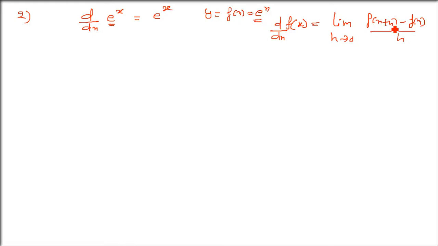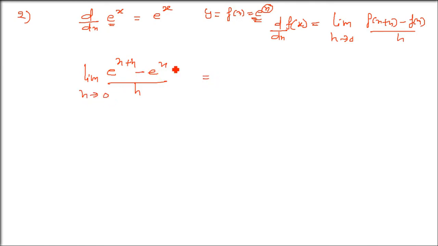So for f(x plus h), just put x as x plus h here. In place of x, replace x by x plus h. So e raised x plus h, and minus f(x), that is minus e to the power x, and then you have h in the denominator. Now limit h tends to 0.